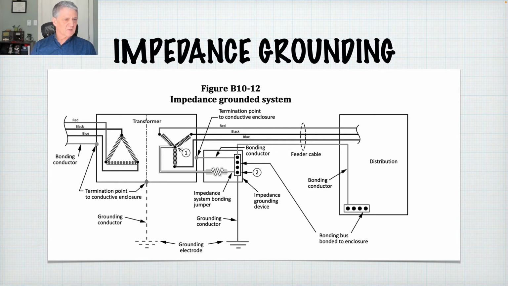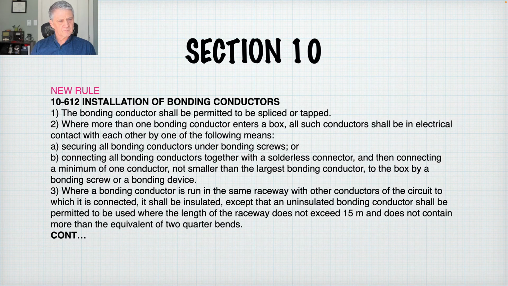So this is a delta Y configuration of a transformer. All right. A new rule has been added. Well, it wasn't new. It's been re-added to Section 10.